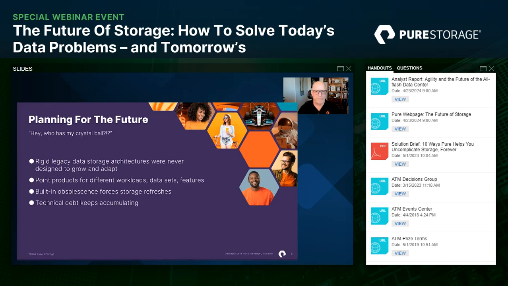They can be expanded for capacity. Maybe there's one level of performance gain that you can get. Maybe a couple of extra features might be added on. But, as Don was saying, most of these are point products designed for very specific workload, data set, and feature set combinations. And so anytime you grow beyond those capabilities, guess what? It's time for yet another storage refresh, the dreaded forklift refresh, versus just being able to expand and upgrade modularly so that the storage system can keep adapting to your needs over time.